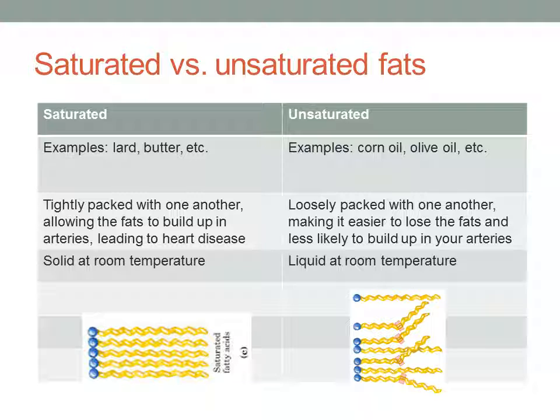Some examples would be like corn oil and olive oil. They're very loosely packed with one another, making it easier to lose these fats, and they're less likely to build up in your arteries. So if you look at the picture on the right at the bottom, you'll see that the unsaturated fats are actually not straight at all. They have these bends or kinks in them, which don't allow the fats to really accumulate and build up closely together. If you think of unsaturated fats like corn oil and olive oil, they tend to be liquid at room temperature.